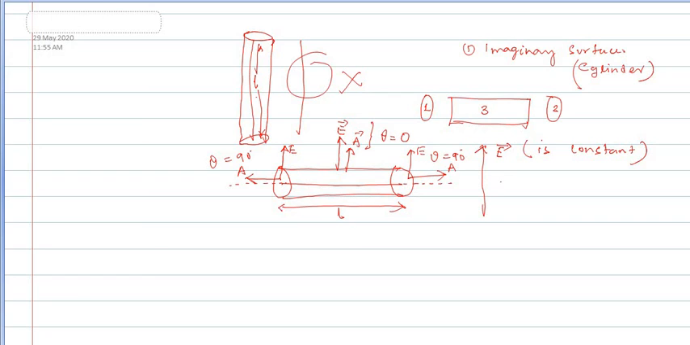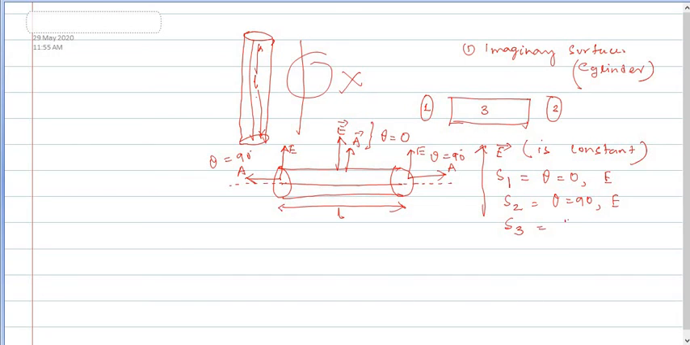So that means we are getting three surfaces, that is surface 1, theta is equal to 0 and intensity is equal to E. Surface 2, theta is equal to 90 degree, intensity is equal to E.